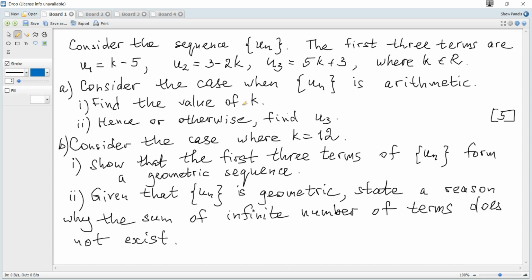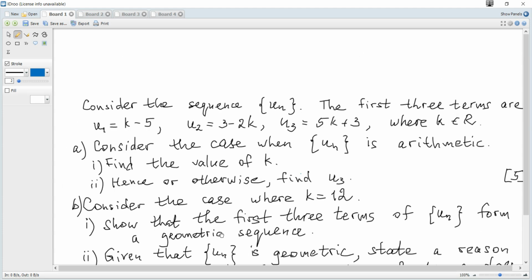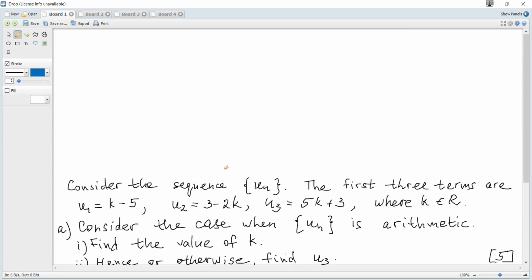Consider the sequence un. Question A, consider the case when un is arithmetic. Find the value of k. To be arithmetic, there must be a constant, the same common difference. And what is the common difference? It's any term minus the previous term, or the next term minus the current term. So the common difference u2 minus u1 must be equal to u3 minus u2.